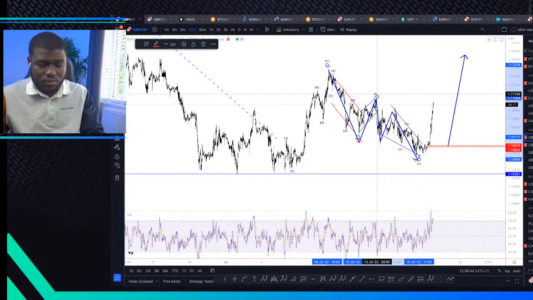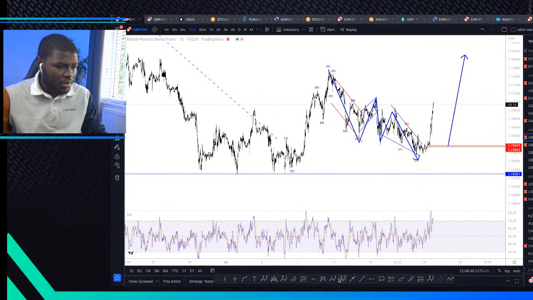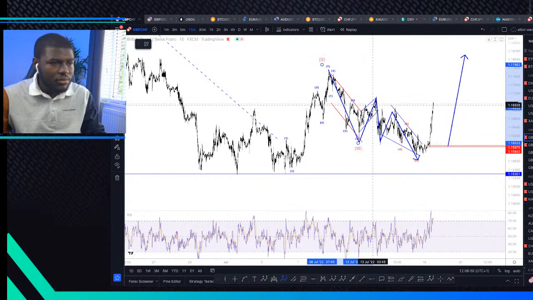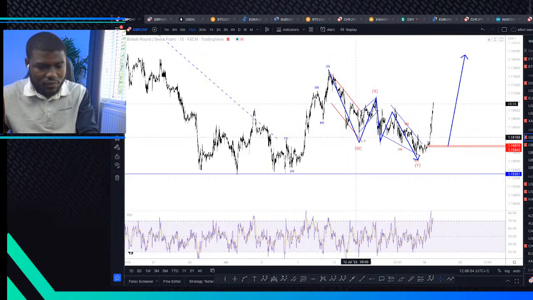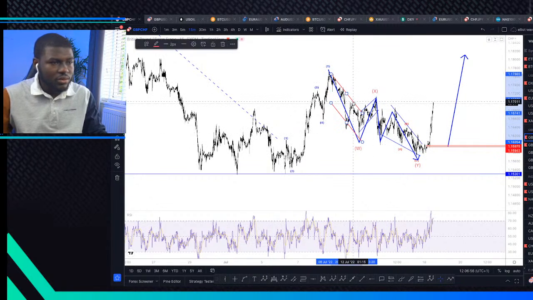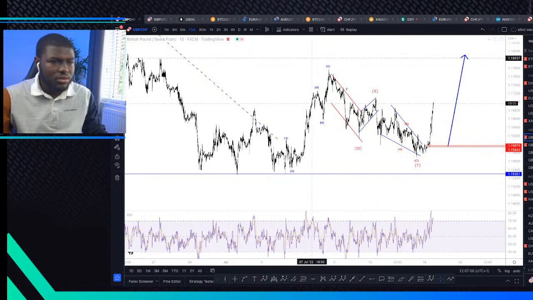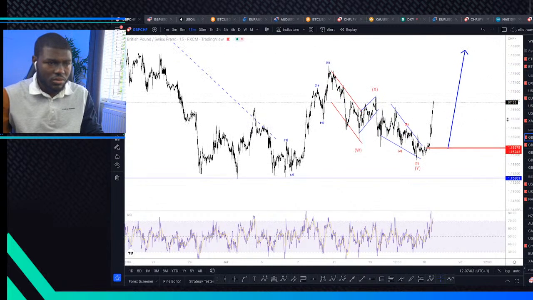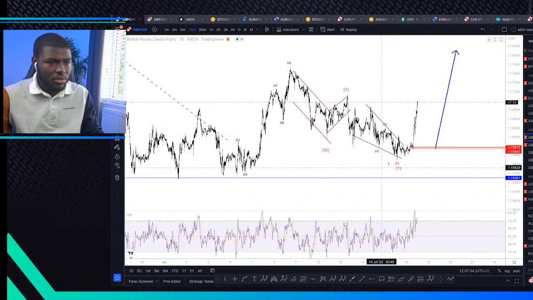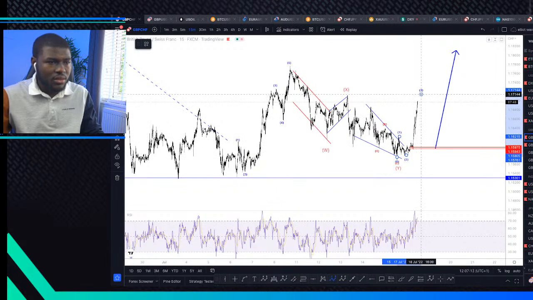So I'll use WXY, not ABC this time around. 0, W, X, and Y. This 1, 2, 3, 4, 5. So those are the counts. That is a double zigzag combo. So since it ended here, I label this as my wave 1, wave 2, and what is happening here is wave 3.